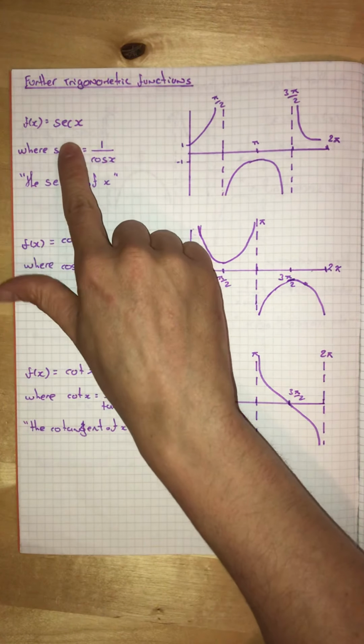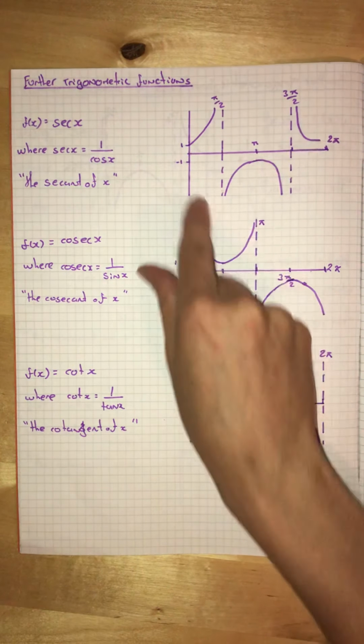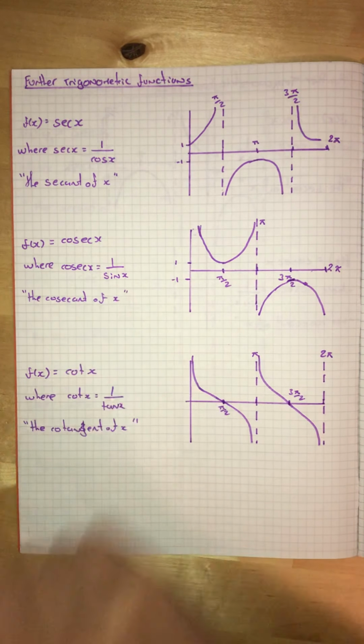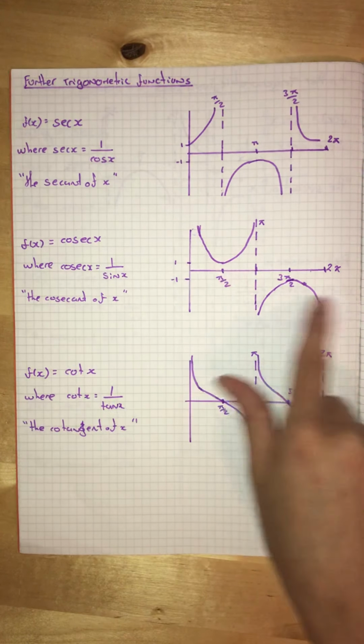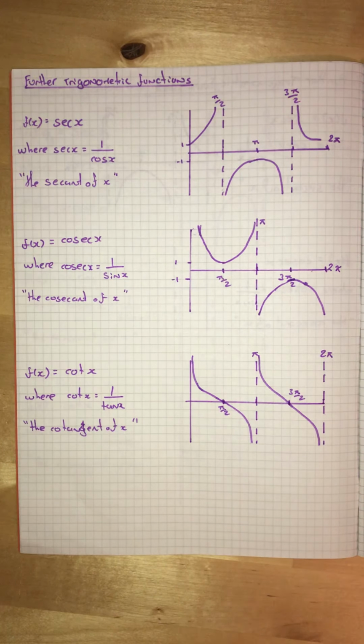So for example, sec x is the reciprocal of cos x, 1 over cos x, and the graph would look like this. Cosec x is the reciprocal of sine x, and it would look like this. And cot x is the reciprocal of tan x, and it would look like this.